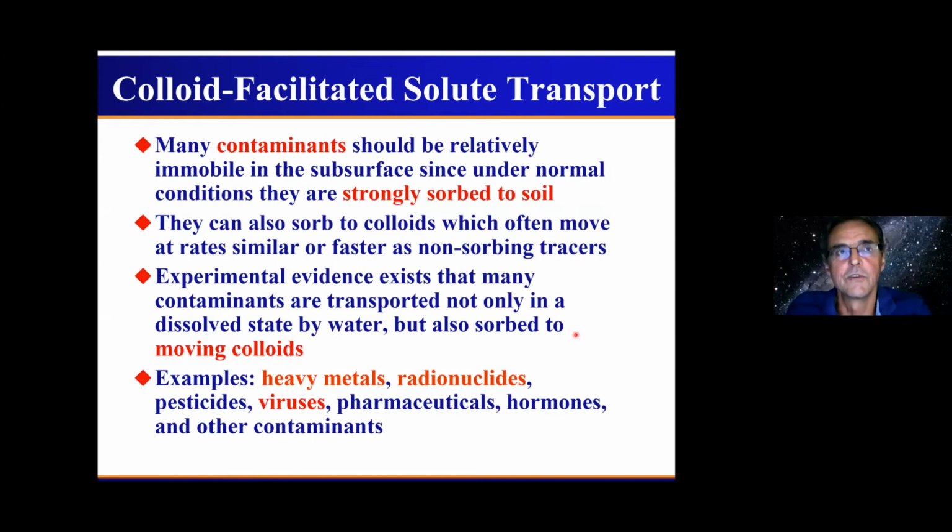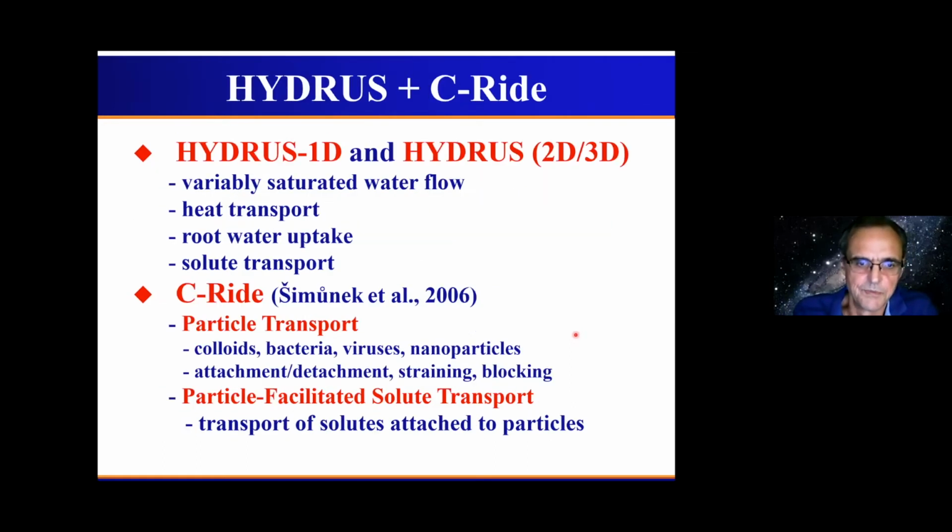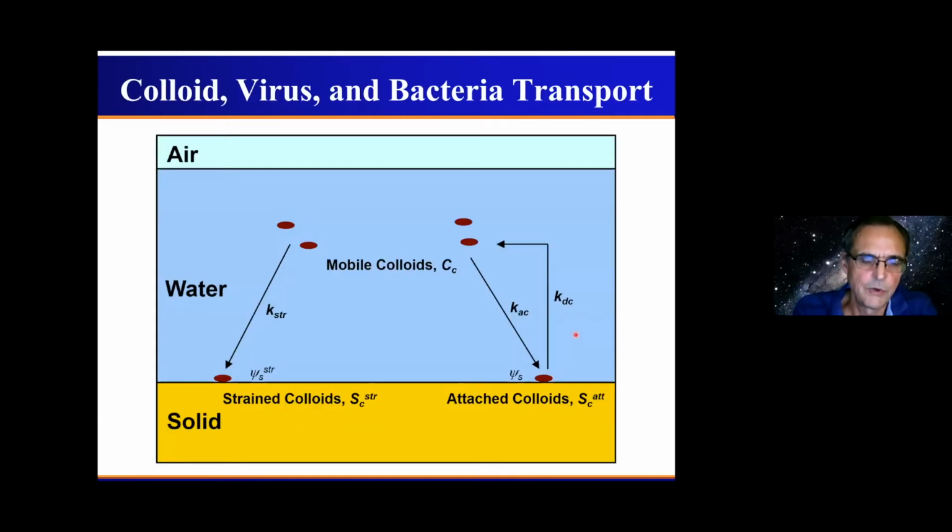And the reason is usually that they also attach themselves to colloidal particles, such as clay particles. And then these colloidal particles provide a vehicle for rapid transport of these contaminants. And so for that, we developed this C-RIDE module, where we use HYDRUS again, and then the C-RIDE deals with the particle transport. So how does this system work?